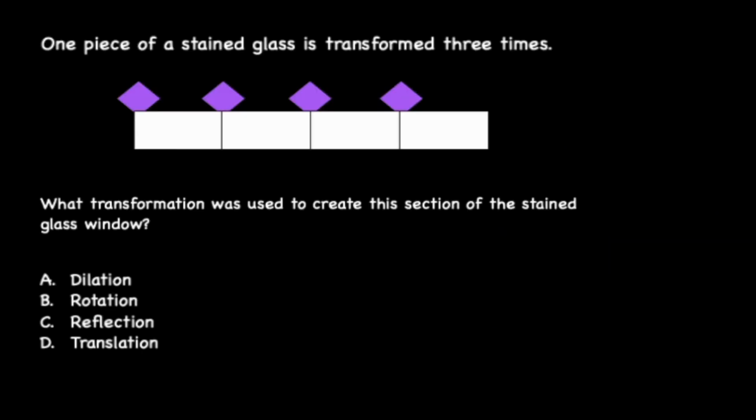Okay, so this says one piece of a stained glass is transformed 3 times. I can see that here. It moved from here to here to here, so that's 3 times. What transformation was used to create this section of the stained glass window?